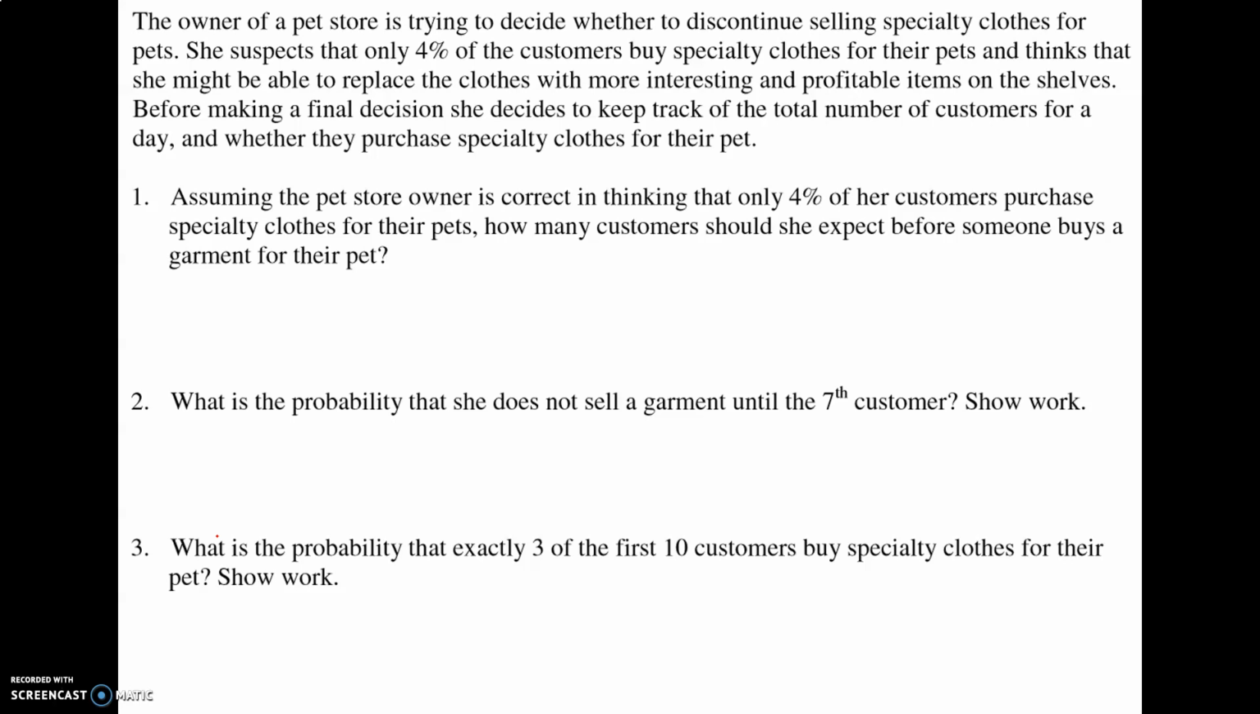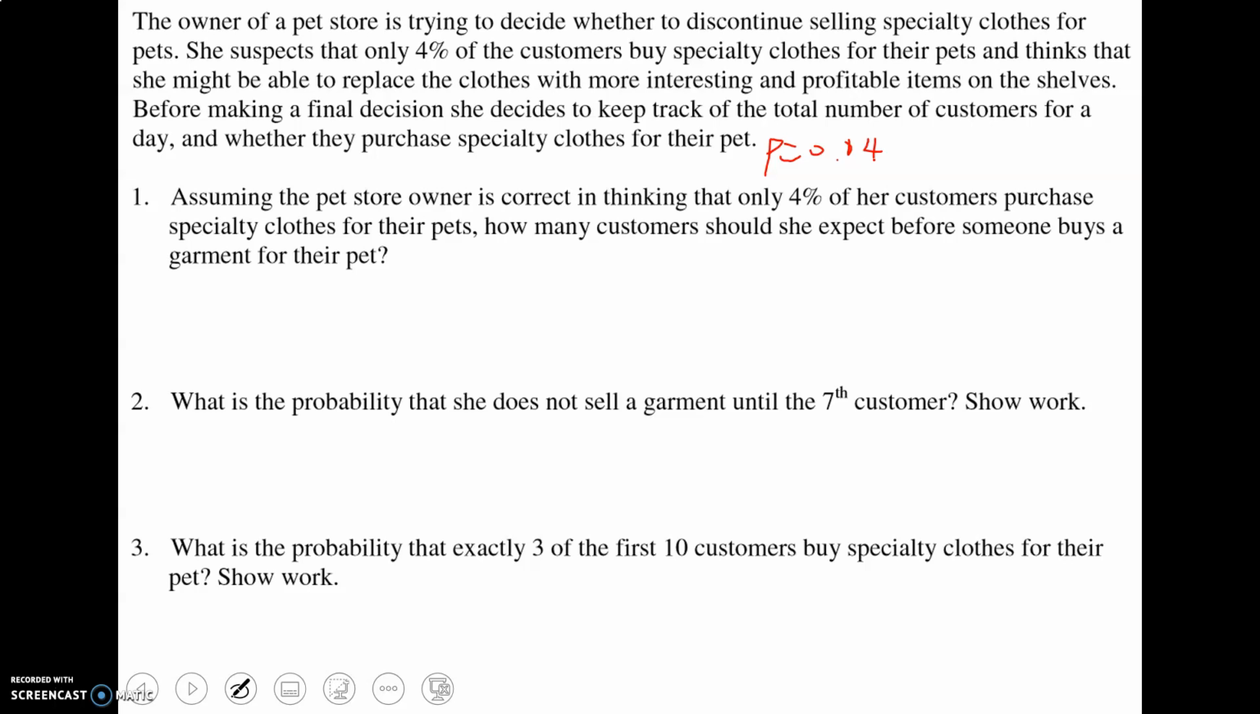Alright, so the owner of a pet store is trying to decide whether to discontinue selling specialty clothes for pets. She suspects that only 4% of the customers buy. So that's the probability of success, right? She might be able to replace the clothes with more interesting items.